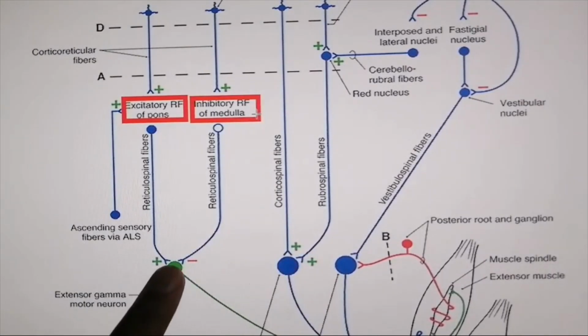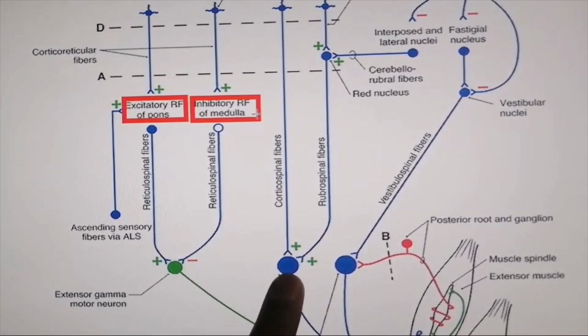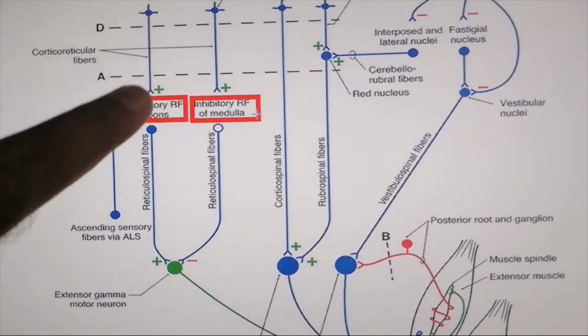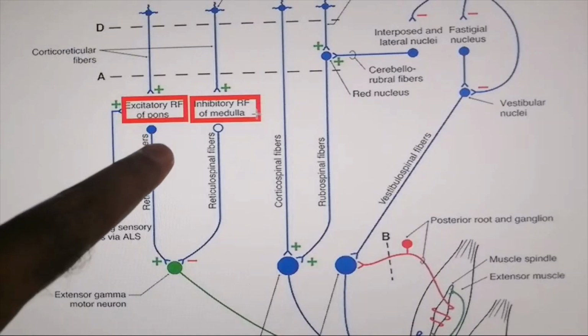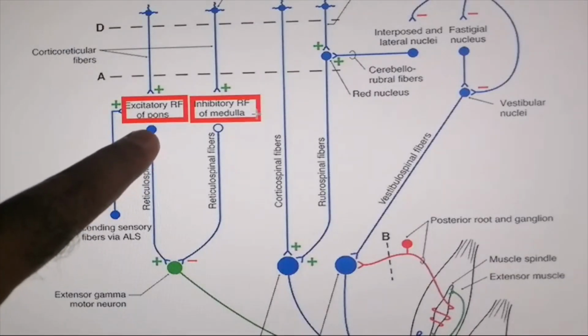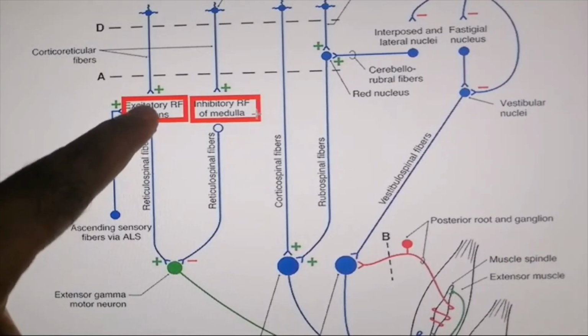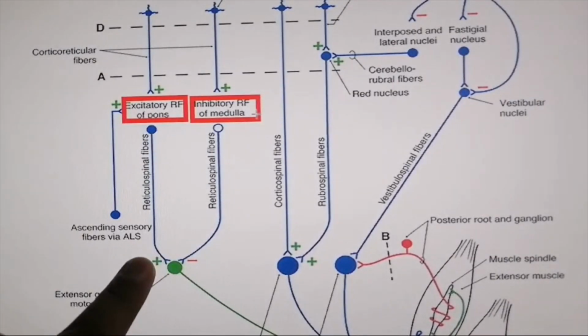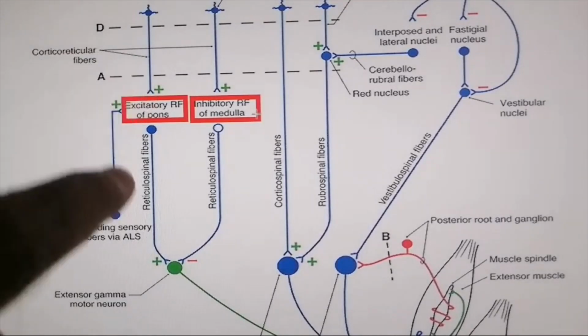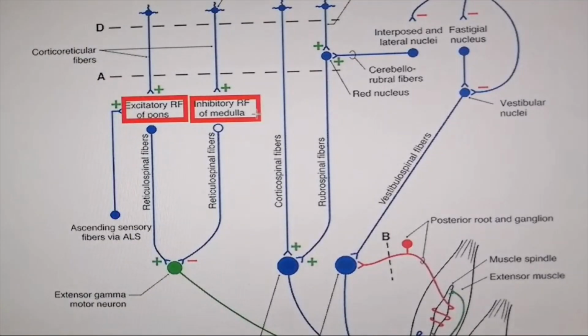Now the green thing is the extensor gamma motor neuron. Please mind the difference between two of these neurons. They are different. Alpha motor, gamma motor. When the cortex stimulates the pons reticular formation centers, they are basically excitatory in nature because they excite the extensor neurons. So this stimulation leads to excitation of the extensor neuron.